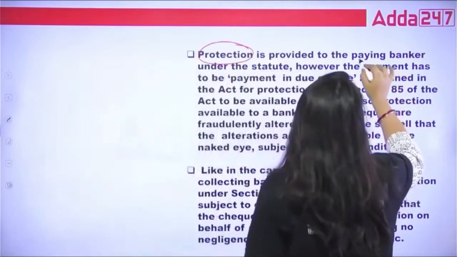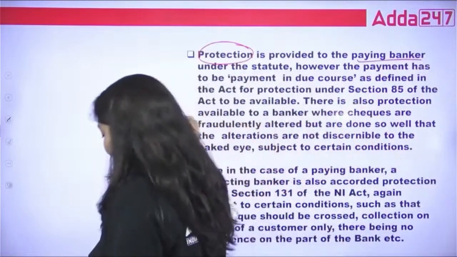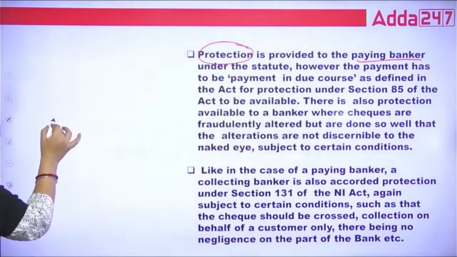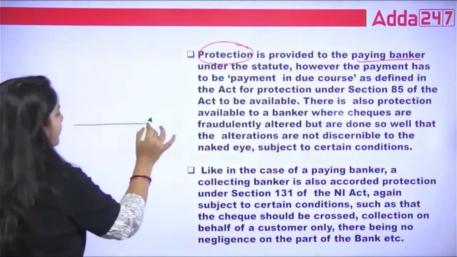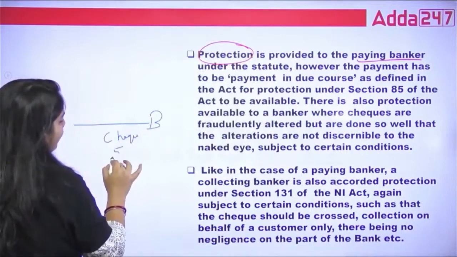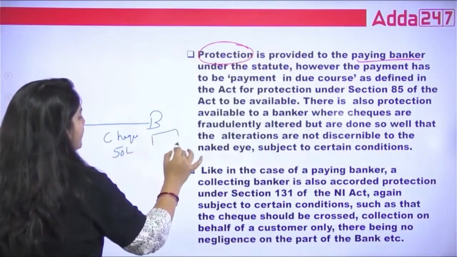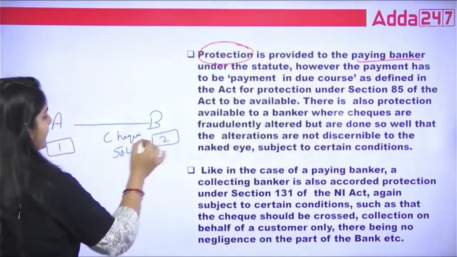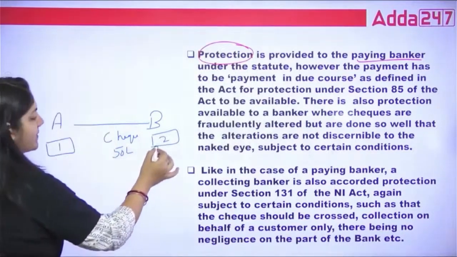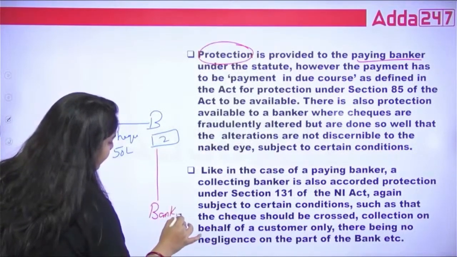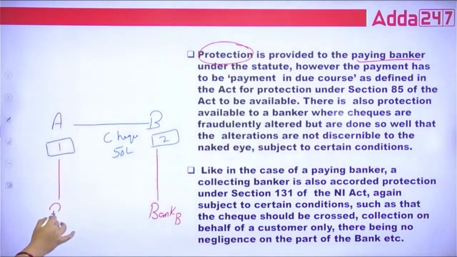So first of all, we have to understand what a paying banker is and what a collecting banker is. Okay, see. Person A has given a check to person B. Suppose a check of 50 lakh. So now the check is in the hand of B, right? This is check number 1. Now what will person B do? Person B will deposit the check in the bank. This is bank B, the bank of B, and this is the bank of A, right?